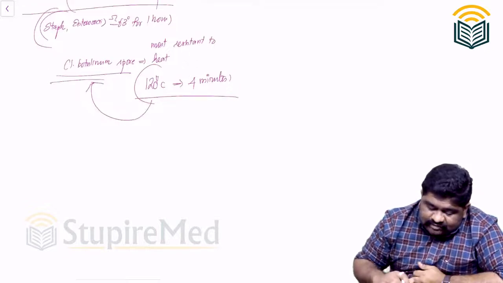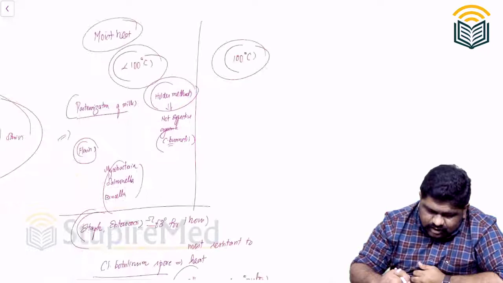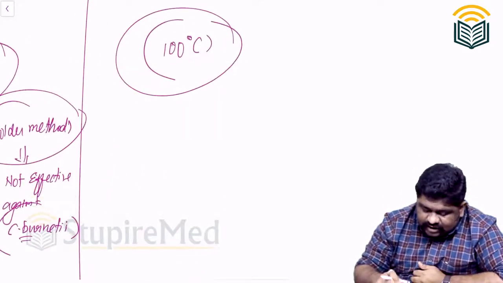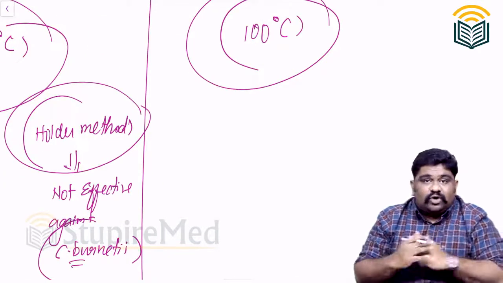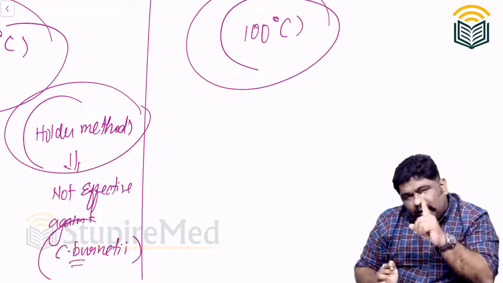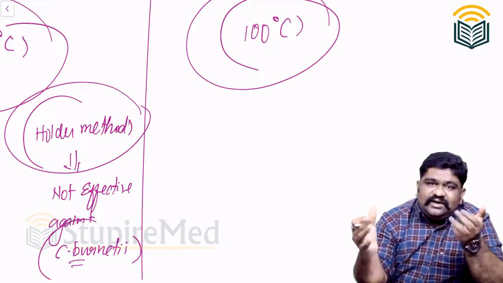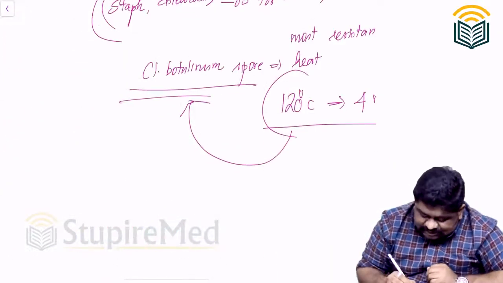Also remember, when we speak about moist heat, apart from pasteurization of milk, you can also think about the temperature being maintained at 100 degrees Celsius for killing an organism. What are the things that you have to know? Before we learn about 100 degrees Celsius per se, there is one method of moist heat activity that is at less than 100 degrees Celsius. What is that method? It is referred to as inspissation.